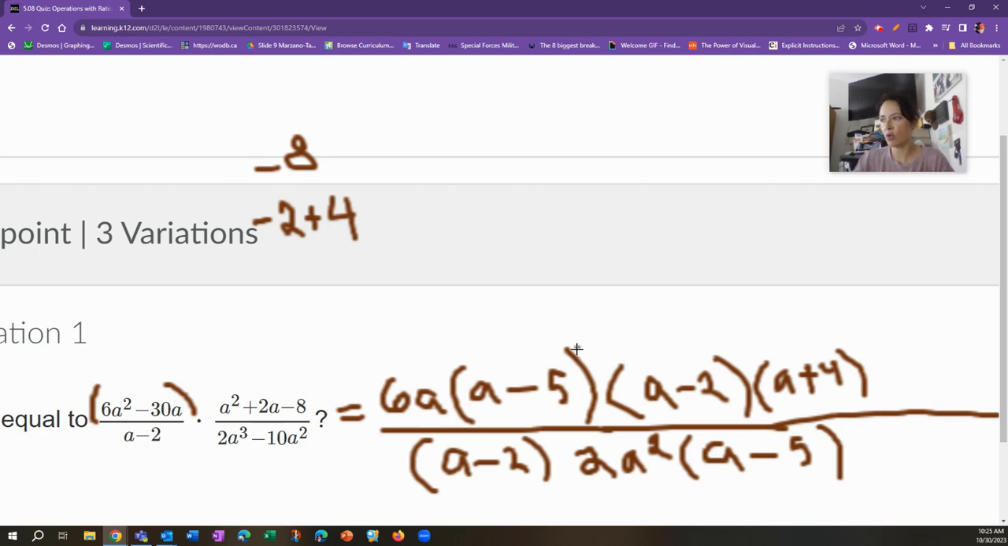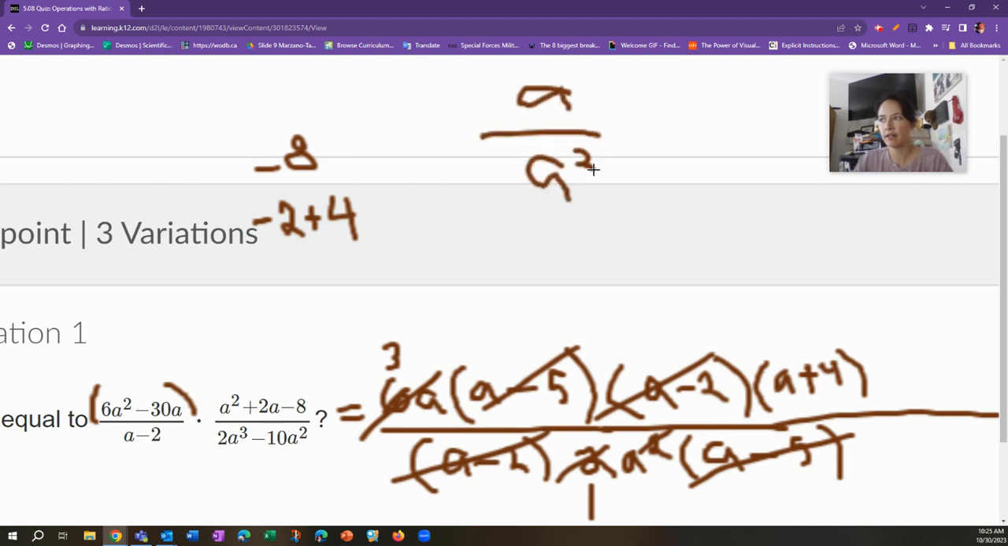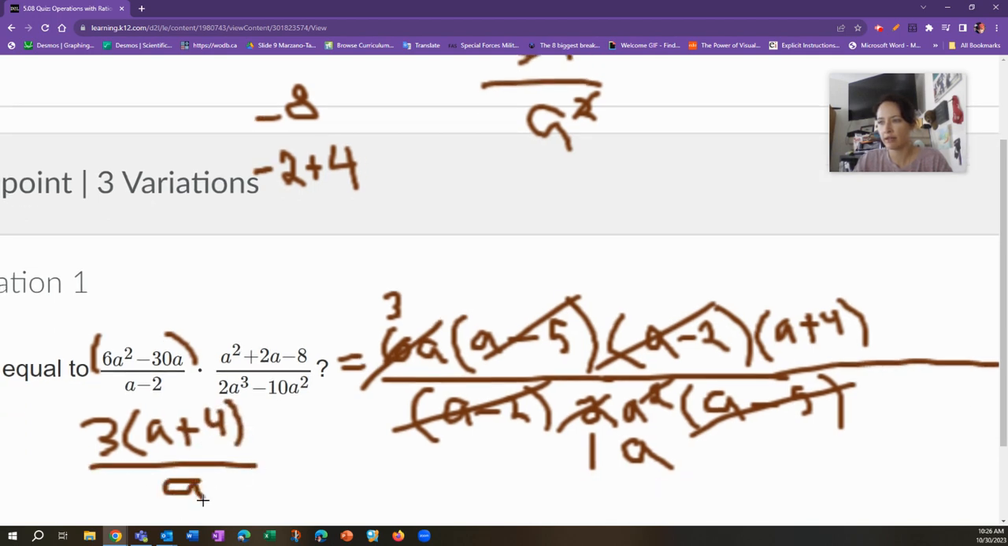Cool, now we start our canceling. Remember, that's 1. If I have a on the top over a squared, it's like there's a 1 here. So then this one basically goes away, and you take away 1 from the bottom, and you're left with an a. Okay, so we have this a. Oh, okay, so it should be 3 times a plus 4 over a. 3 times a plus 4, if I did my math correctly, over a.